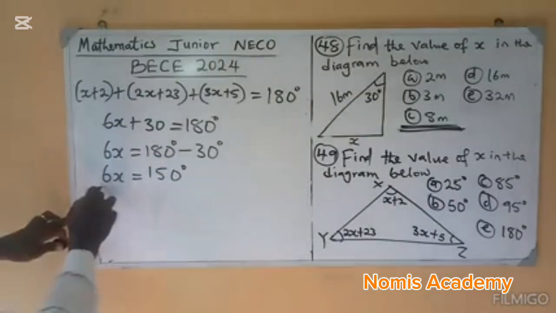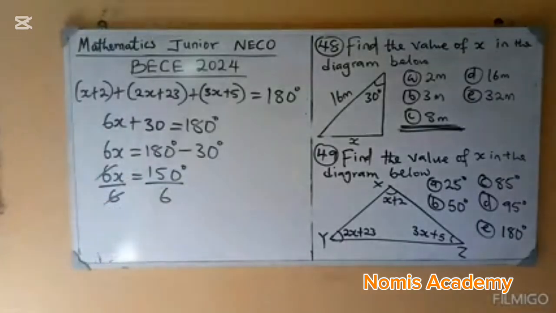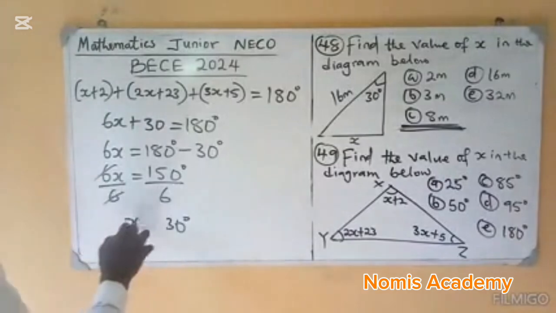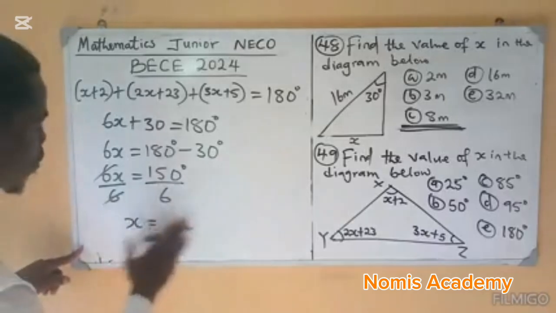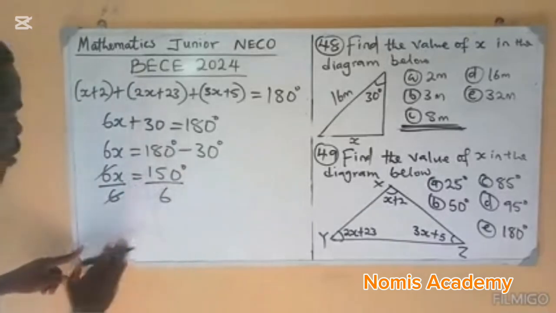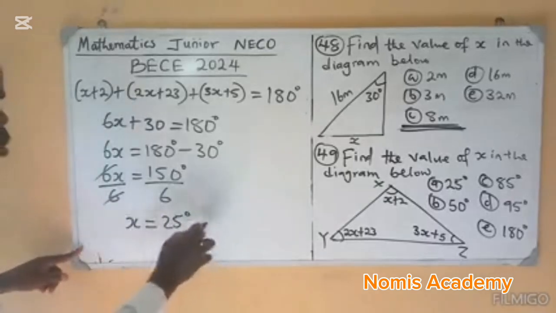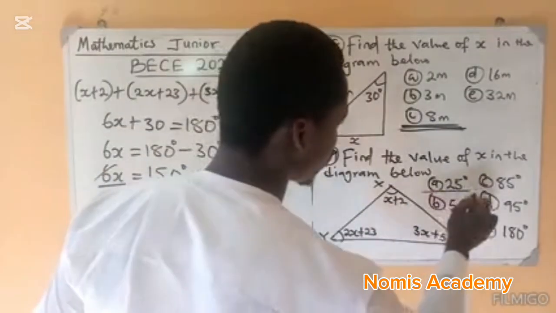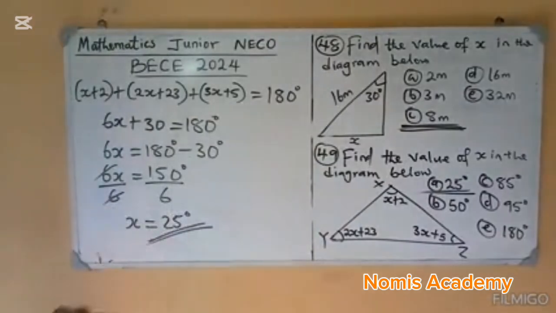So divide both sides by 6. So you see 6 cancels 6. Now 150 divided by 6, sorry, not 30 degrees. 150 divided by 6 is 25. Yeah, 25 degrees. So x is equal to 25 degrees. So let's check the options. You can see option A is the correct answer. 150 divided by 6 is 25 degrees.